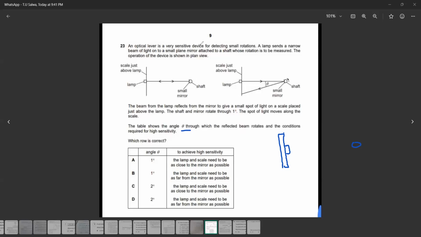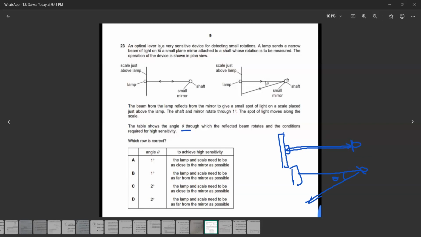This is an optical lever, which is a very sensitive device for detecting a small rotation. Say this is a shaft. What happens? A beam of light strikes and bounces back. But as the shaft rotates, the light will be reflected differently. Theta is the angle of how much the reflected ray is deflected from a small mirror on the shaft. So they're saying the optical lever is a very sensitive device for detecting a small rotation.